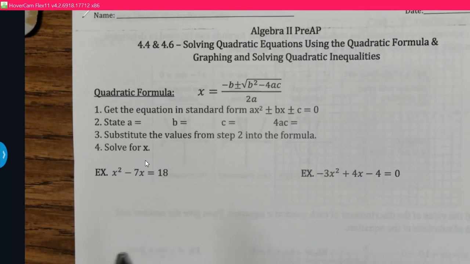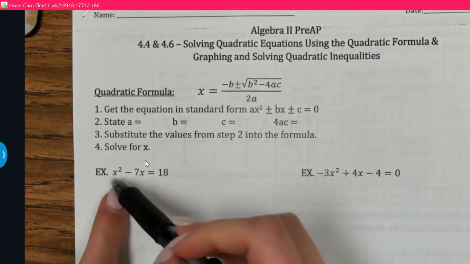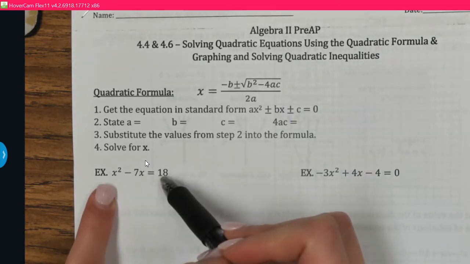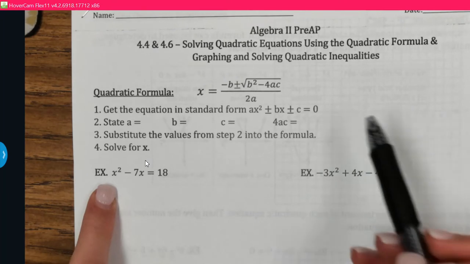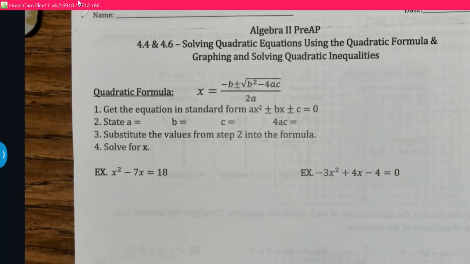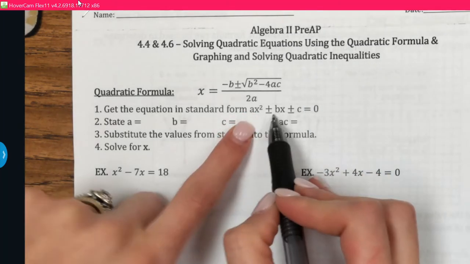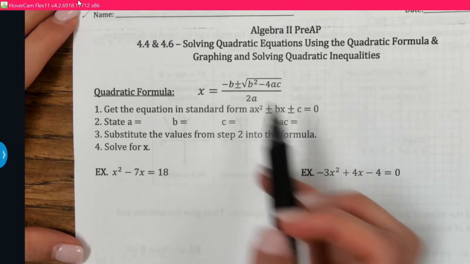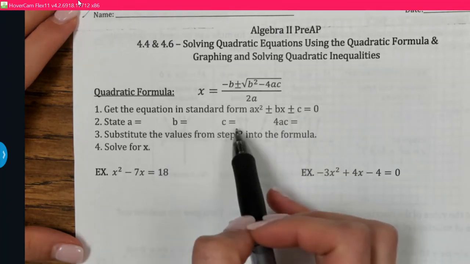Okay, so we're going to basically look at what our values are. We always want it equal to 0. So if it's not equal to 0, we're going to make it equal to 0. Then we're going to identify what our values are. Remember that standard form is ax squared plus bx plus c. So we're going to identify what our a, b, and c are.